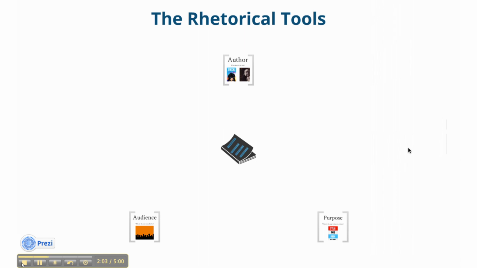So there are 6 rhetorical tools, and really they're in 2 sets of 3. The first one you can see before you. This is called the rhetorical triangle, traditionally, and it's made up of the 3 rhetorical tools: author, audience, and purpose. And they surround the text.